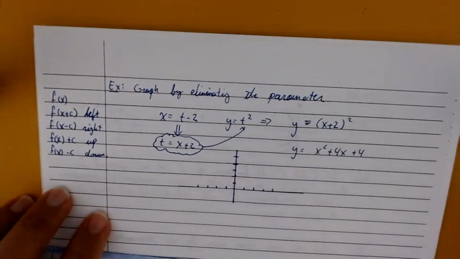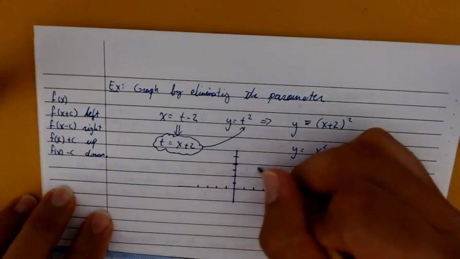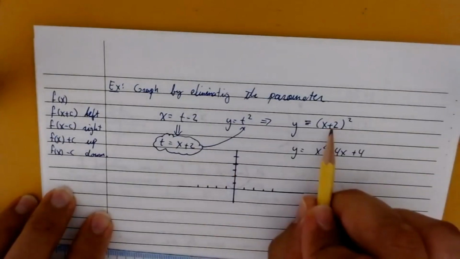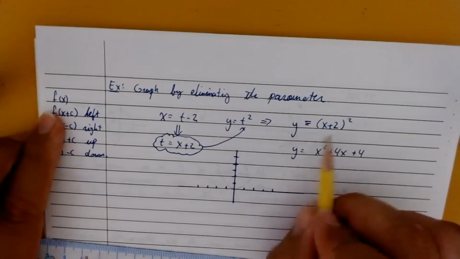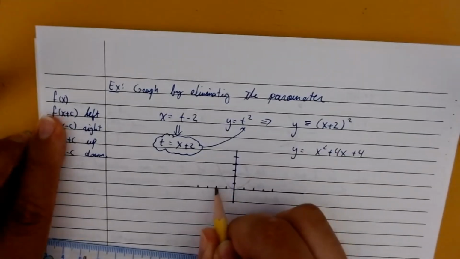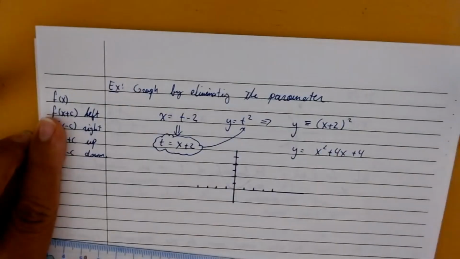So it's a parabola. Normally a parabola would start at the origin and go up this way, but because of that plus 2, we're going to move everything to the left 2 steps. So the vertex should be 2 steps over this way. So really we have this parabola over here.